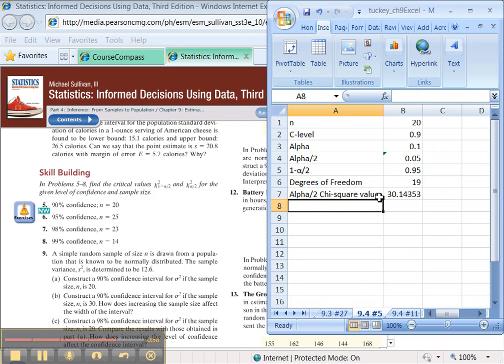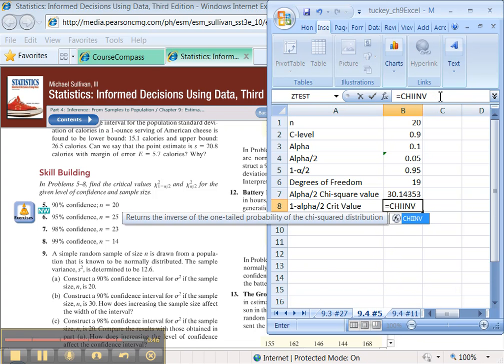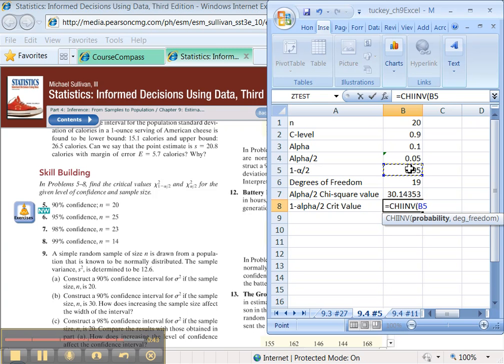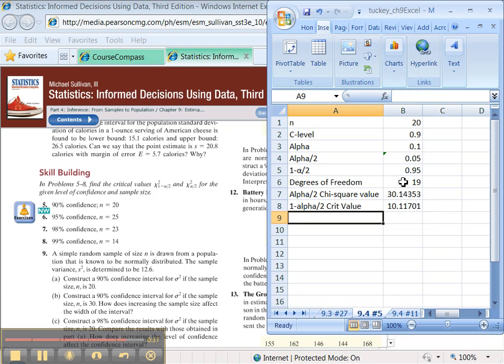There we go. Then we need 1 minus alpha over 2 crit value. That would be equal to chi inverse. And now we need the 0.95 this time for our probability, and degrees of freedom is 19. And there we go. All right. So we have the chi for the 0.95 right here, and the chi for the 0.05 right here. Cool. So those are the two critical values. This one's obviously lower, and this one's the higher one. That's okay. The order doesn't really matter. All right. I will see you next time for another problem in 9.4.